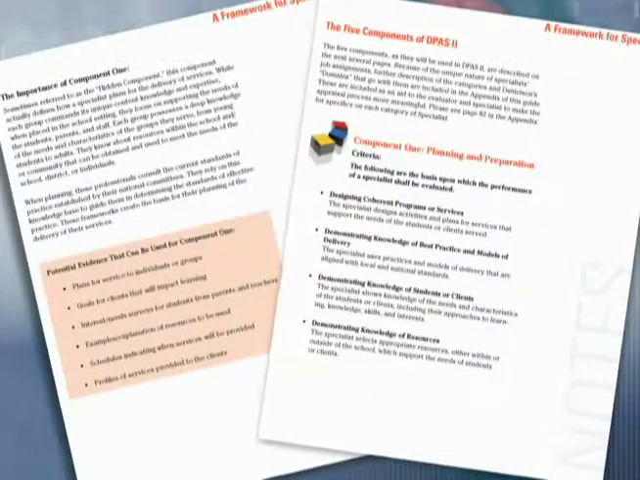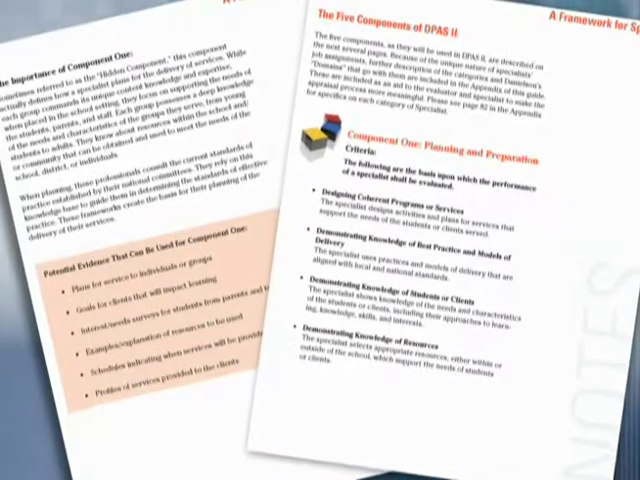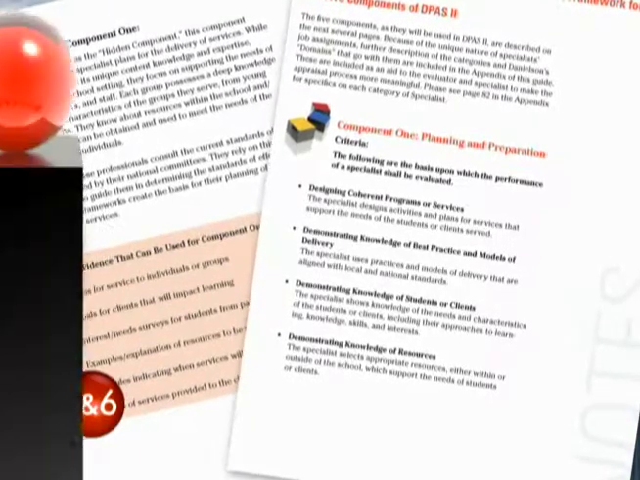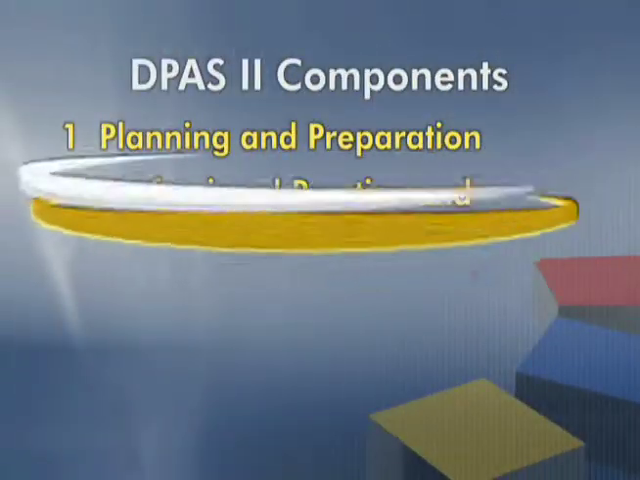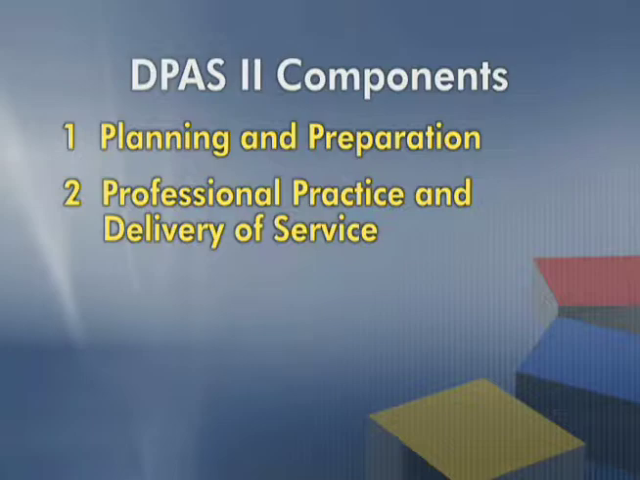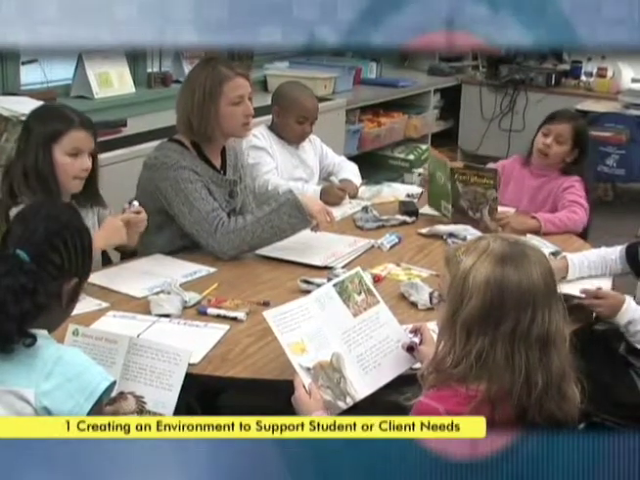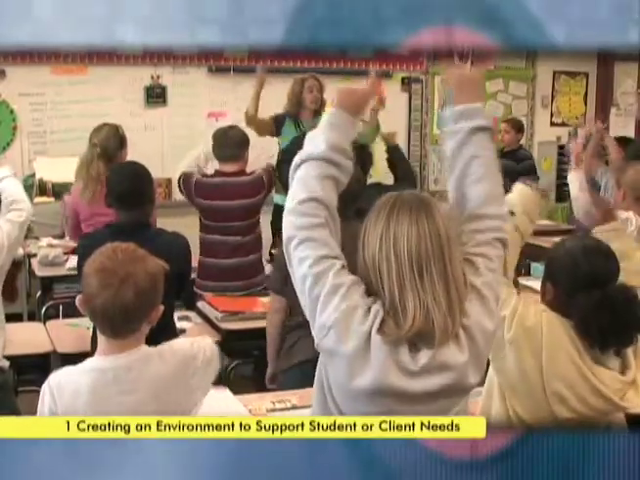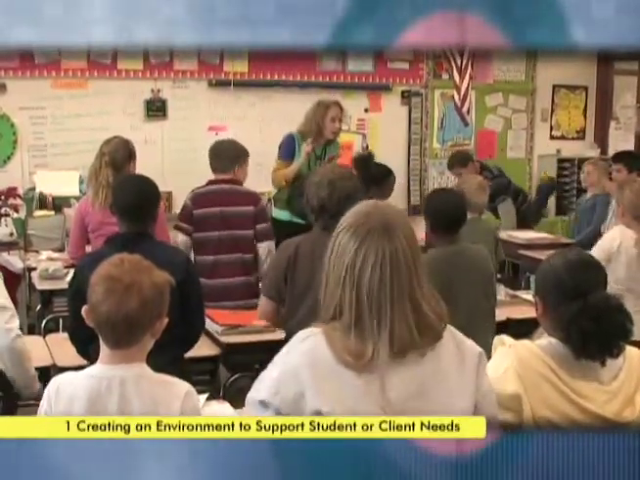Component 1 is designed to show how specialists select and organize the delivery of services. More information about Component 1, including potential evidence used to demonstrate proficiency, is on pages 5 and 6 of your guide. Component 2, professional practice and delivery of service, includes these 4 elements. Creating an environment to support student or client needs. The specialist creates an environment in which student or client needs are identified and valued. Specialist and student or client interactions show rapport that is grounded in mutual respect.